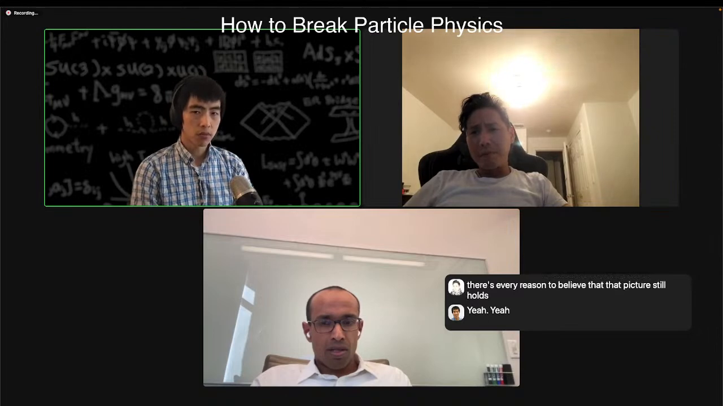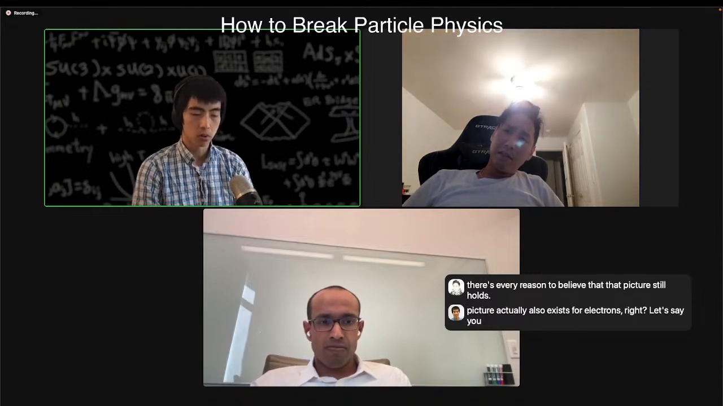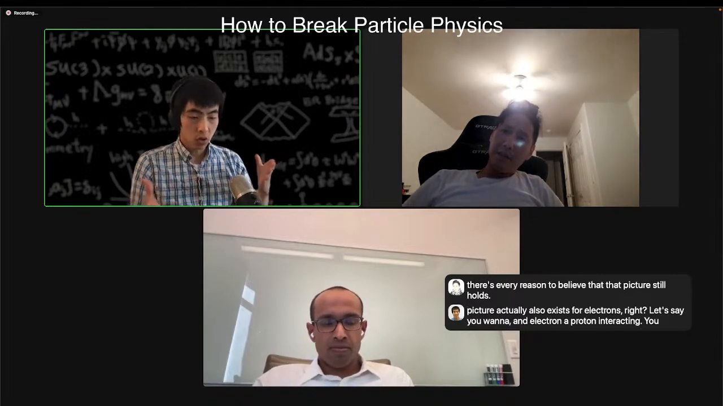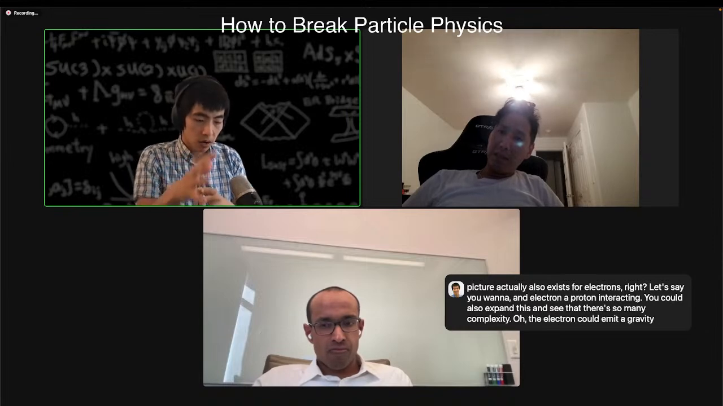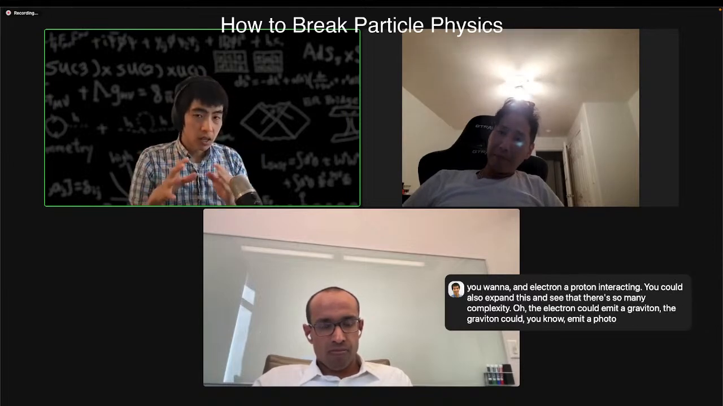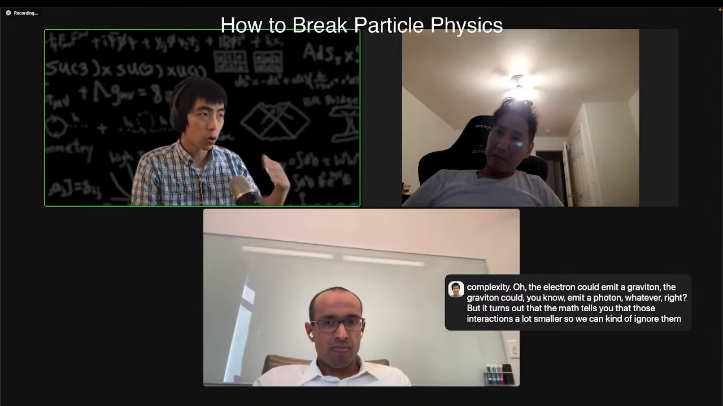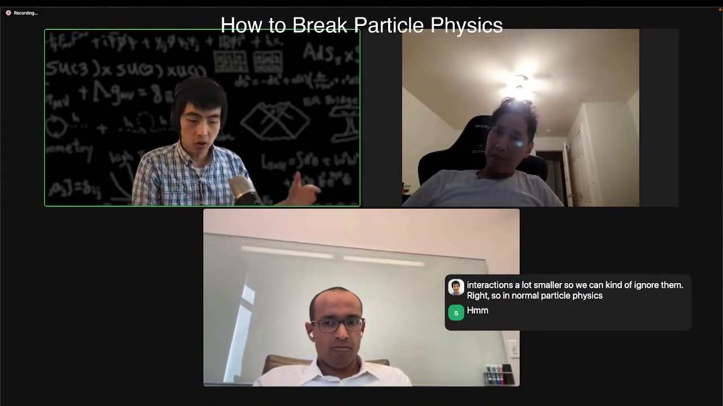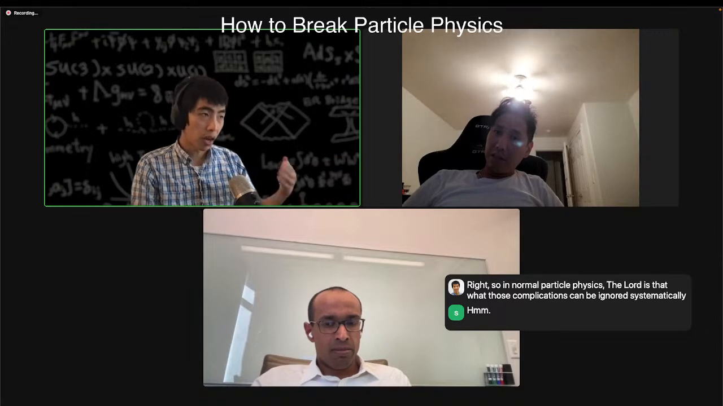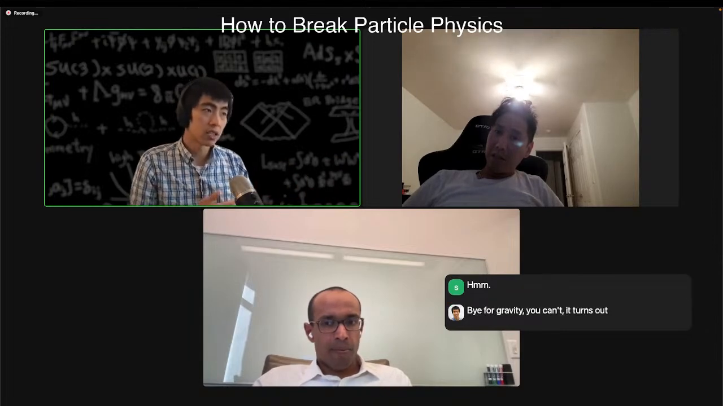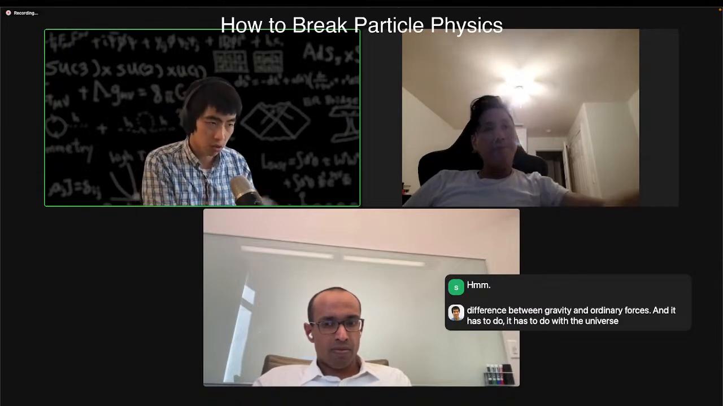And I would also emphasize that the same picture actually also exists for electrons, right? Let's say you want an electron and a proton interacting. You could also expand this and see that there's so much complexity. Oh, the electron could emit a graviton, the graviton could emit a photon, whatever, right? But it turns out that the math tells you that those interactions are a lot smaller, so we can kind of ignore them. So in normal particle physics, those complications can be ignored systematically. But for gravity, you can't, it turns out. That's the difference between gravity and ordinary forces, and it has to do with the universal attractive nature of gravity.